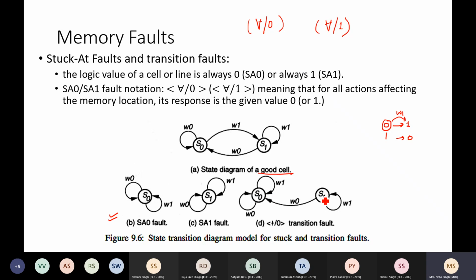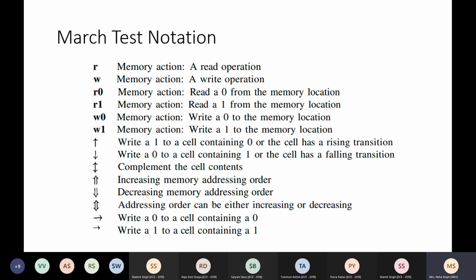Whereas at state 1 the operation is correct. If we are at state 1 and I am executing write 1, it is in the same state. And if I am executing write 0, it moves to state 0. It means the 1 to 0 transition is okay. When I am doing write 0, 1 to 0 is happening, but 0 to 1 transition is not happening. These notations are very important for the March test.